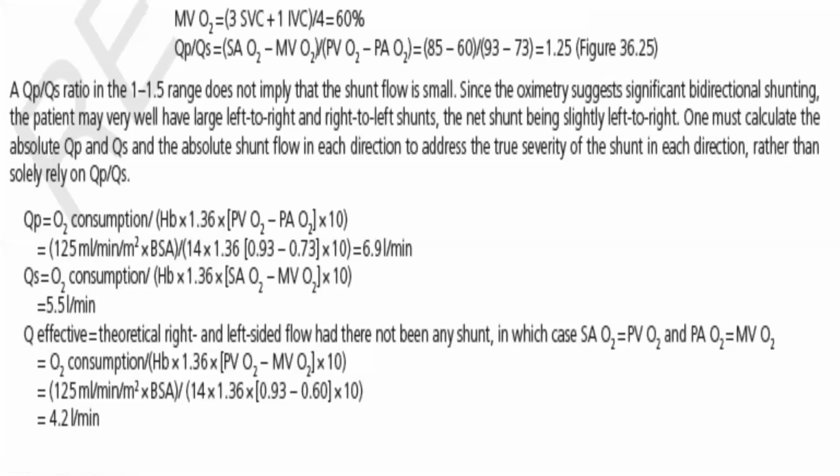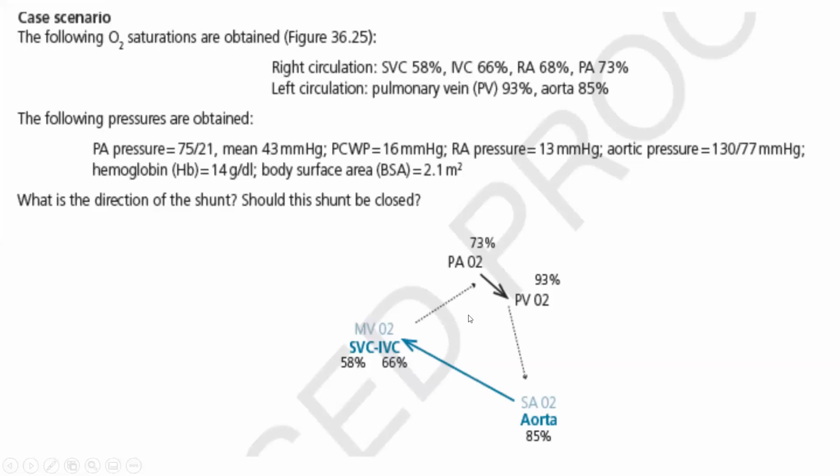Then to quantify the shunt, you use what you call Q effective. Q effective means the theoretical QP and QS had they been equal, with no shunt. So in this case, there is no step down, so the aortic sat is equal to 93%. There is no step up, so the PA sat, or the mixed venous sat that you use in this case, is equal to 60%. That is the Q effective. It's a theoretical, not a real flow.